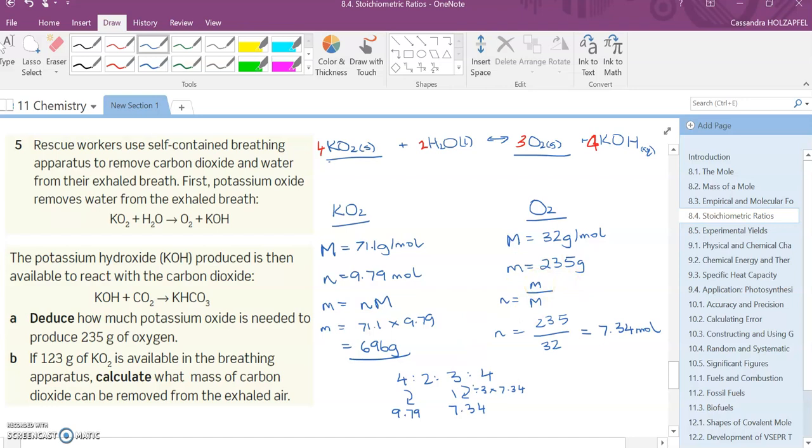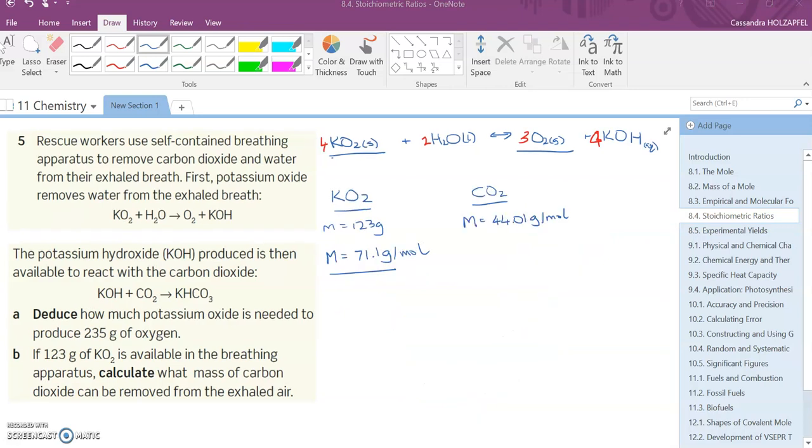Okay, last one. So if 123 grams of potassium oxide is available in the breathing apparatus, calculate what mass of carbon dioxide can be removed from the exhaled air. So again, I'm just going to go through and clear this, and then I will work through part B. So I've gone ahead and I've also written down the pieces of information we know. So we know the mass of this potassium oxide, and we also know the molar mass. So this is just the same value as before. And we've got the molar mass of carbon dioxide.